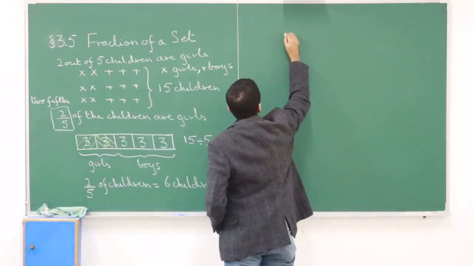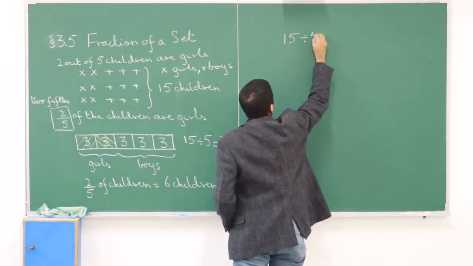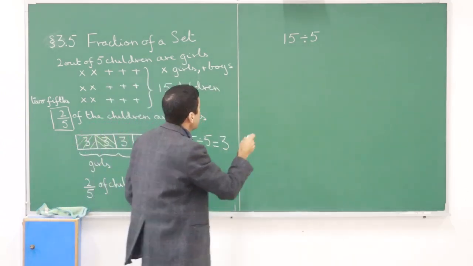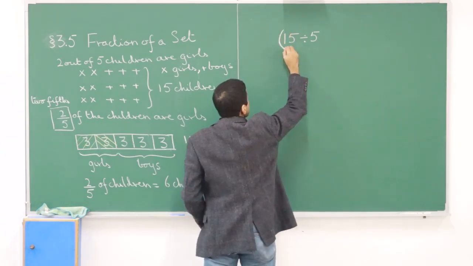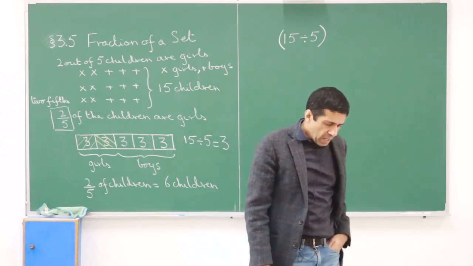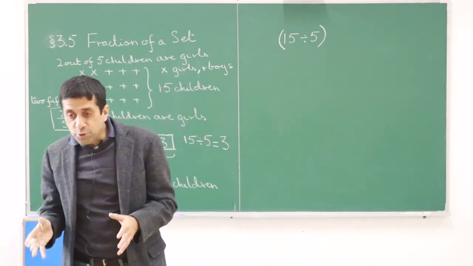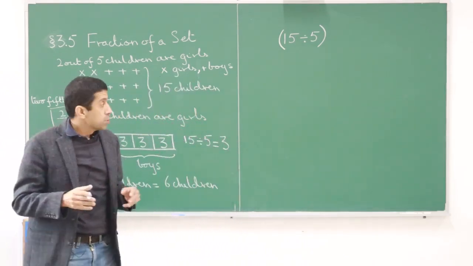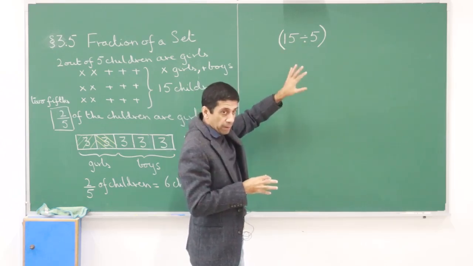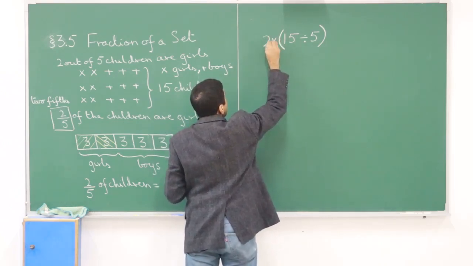What we did was we first divided 15 by 5, right? That's the first thing that we did. We divided 15 by 5, and then I'm going to use something called parentheses. In general the rule is that whatever is inside the parentheses has to be done first. So parentheses means do this first. We divide 15 by 5, and then we multiply it by 2.